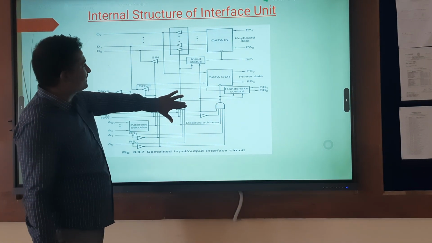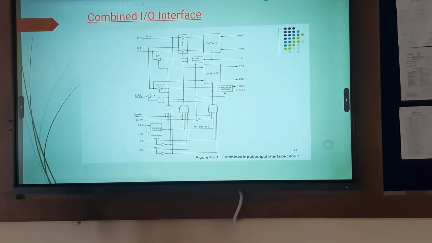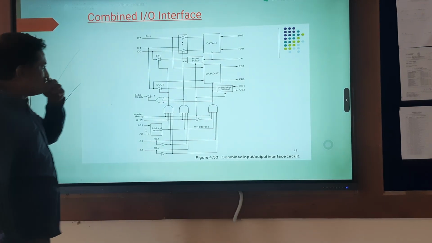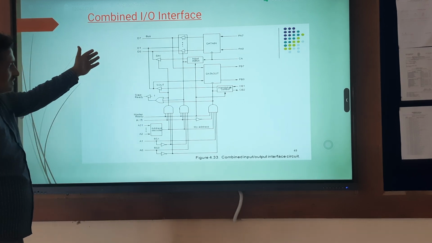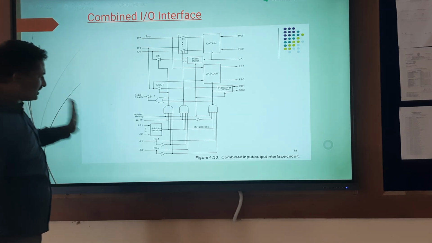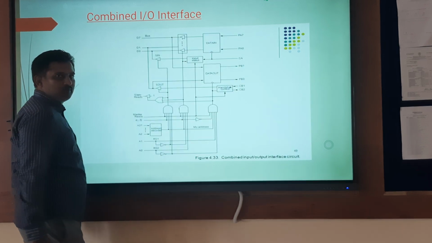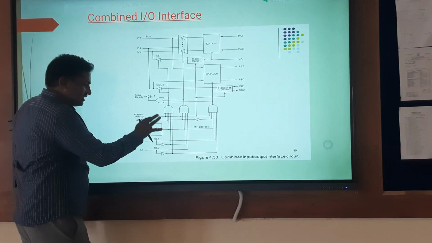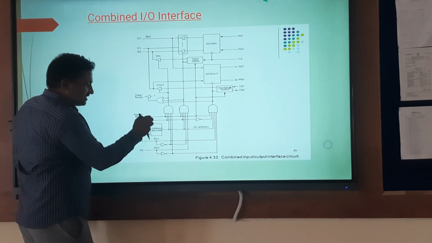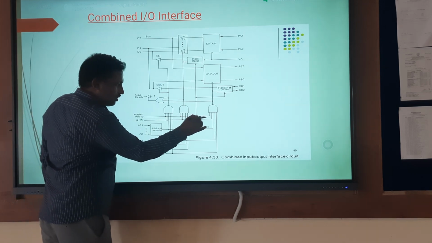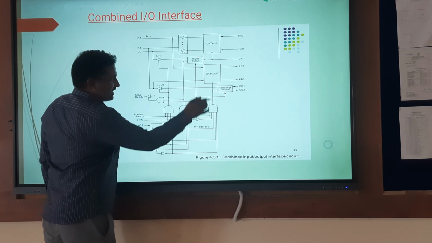Next, coming to the case of combined input-output interface. Just now I discussed about this. Same thing I discussed just now also. Always assume the output of the address decoder is 1. If it is a read, it is 1. If it is a write, then it is 0. Suppose it is a write, it is 0. 0 means it becomes 1. It is 1 and here it is 0. Write operation.